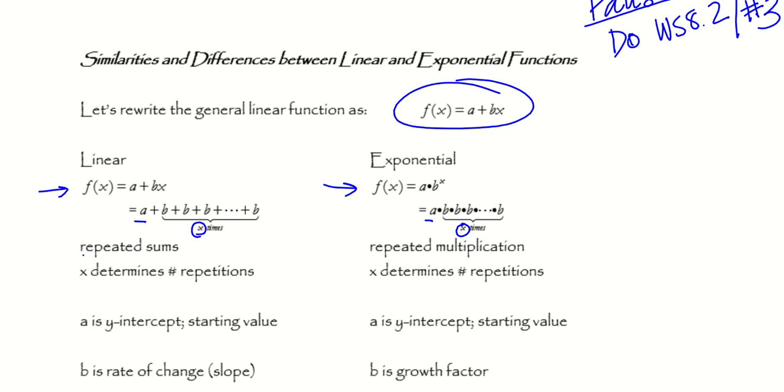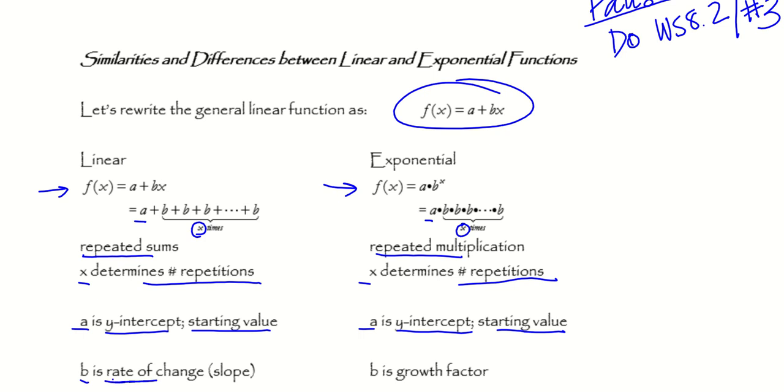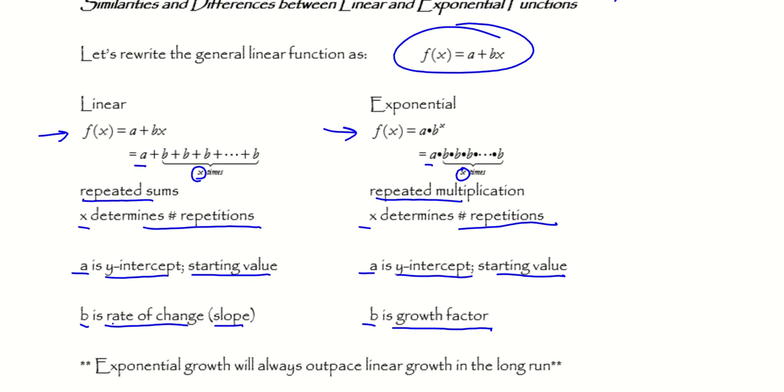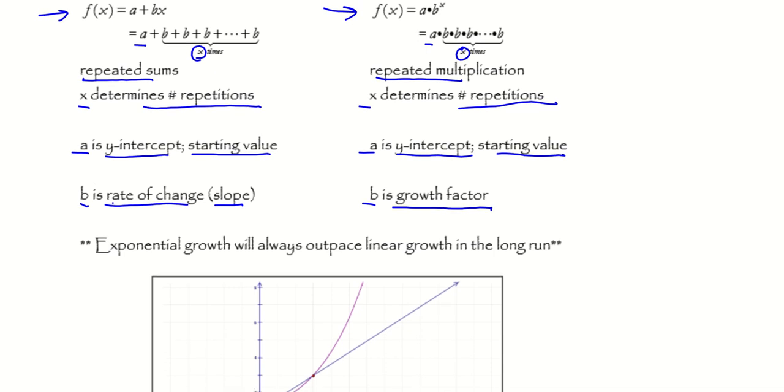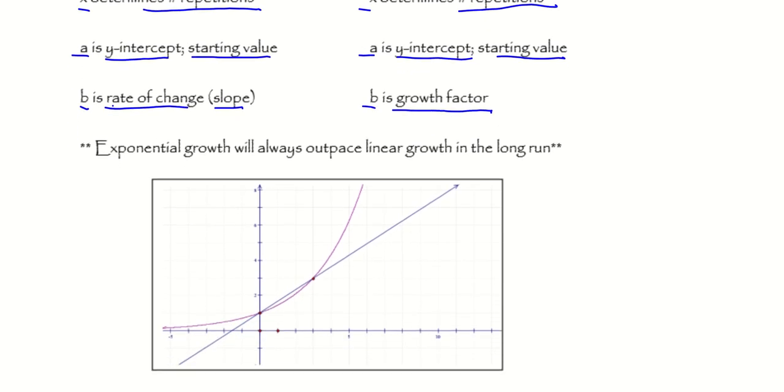So in linear, we have repeated sums, whereas in exponential, we have repeated multiplication. In both cases, x determines our number of repetitions. And in both cases, a is our y-intercept or our starting value. In a linear function, b is our constant rate of change, which is our slope. In an exponential function, b is our growth factor, not our rate of change, but by how much we would multiply. Remember that we can find r from that.